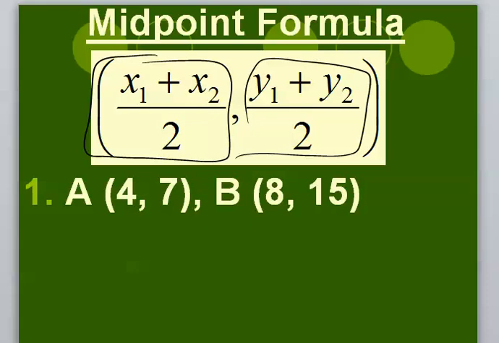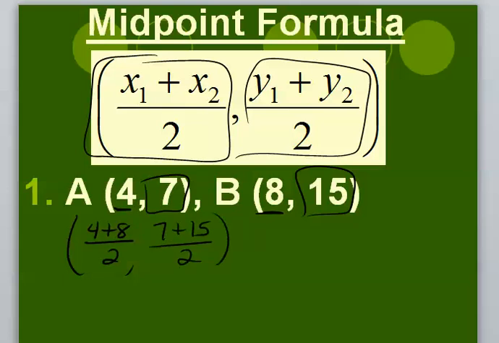So for example 1, point A is at 4, 7. Point B is at 8, 15. We're going to add the x's. X's are always the first numbers, 4 plus 8, all over 2. And we're going to add the y's. Y's are always the second number, 7 plus 15 divided by 2. Be sure you are adding the tops before you divide.